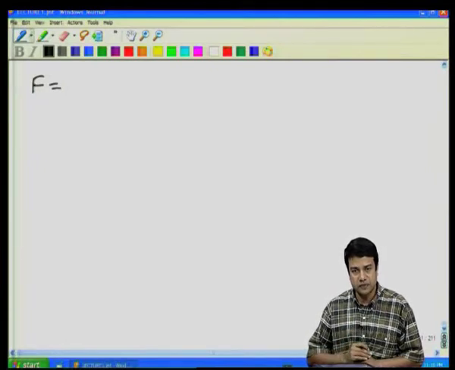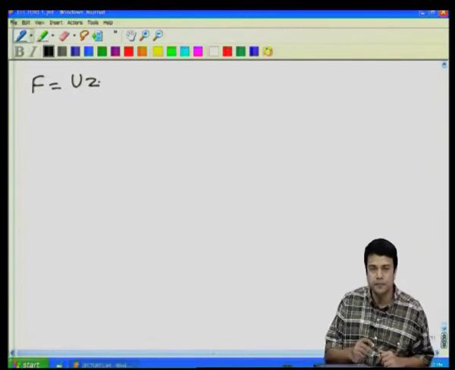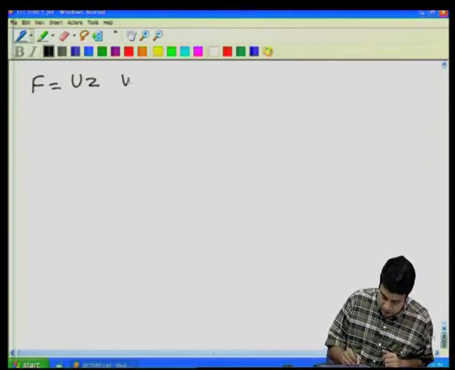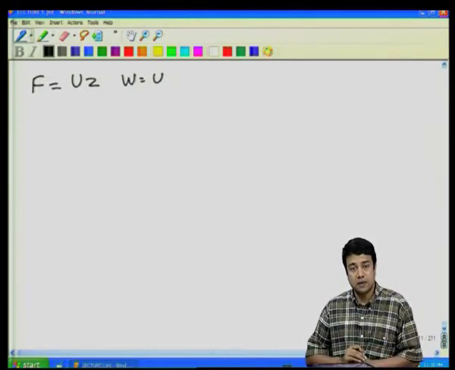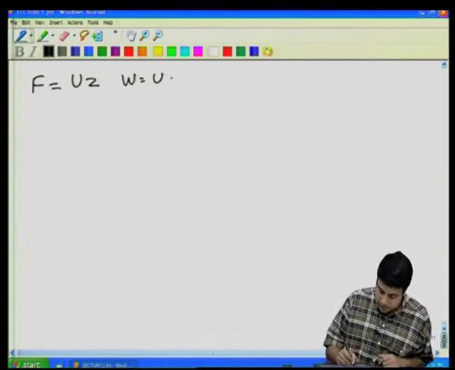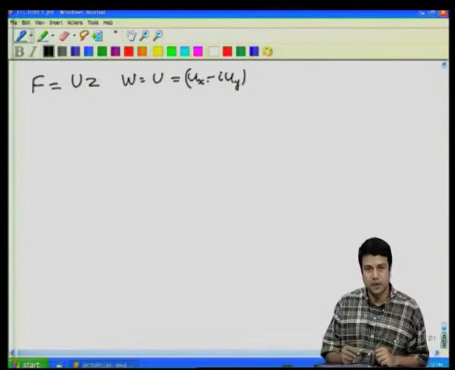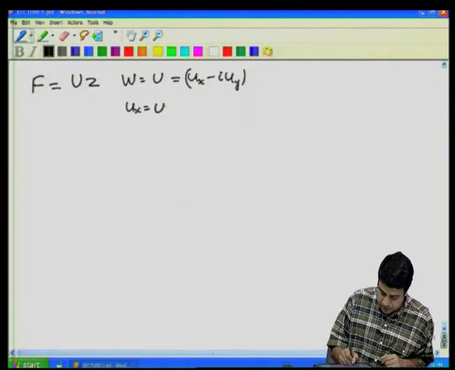But the next simplest form that one can take is a function of the form f = U z. So, that means that the complex velocity for this case, w, is equal to just U. And we know that the velocity field for this can be written as u_x minus i u_y. So, what this means is that the velocity u_x is equal to capital U and u_y is equal to 0.